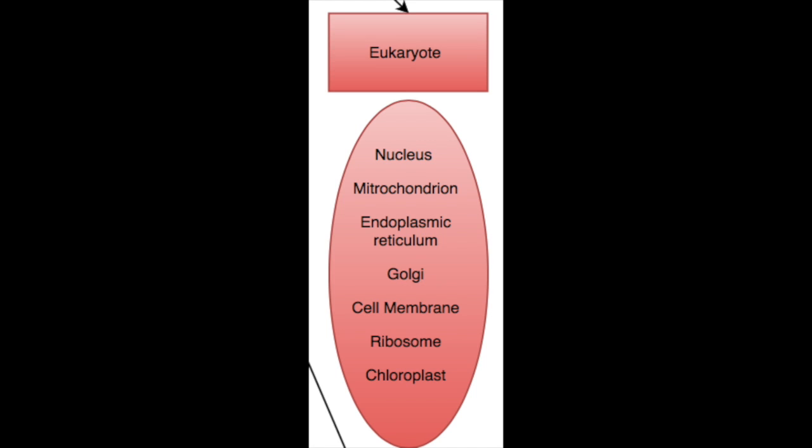The cell membrane is a biological membrane that separates the interior of all cells from the exterior environment. Its function is to protect the cell from its surroundings and control what goes in and out of the cell.